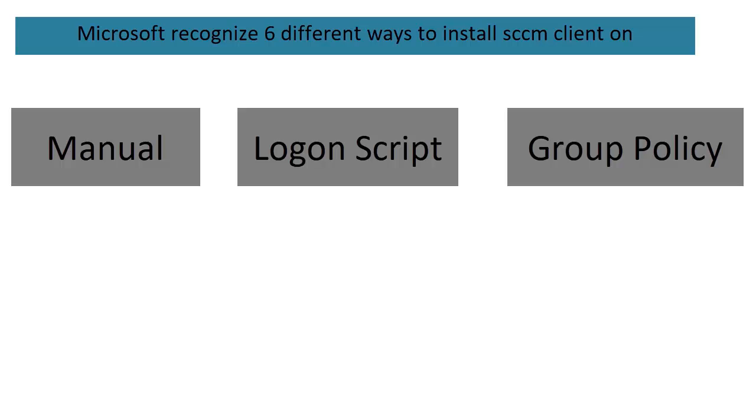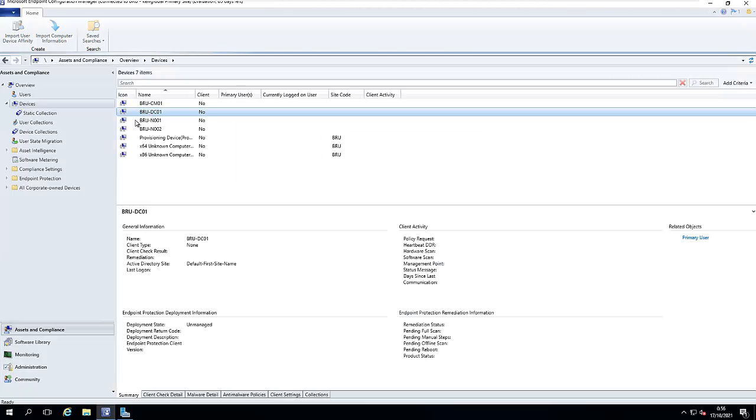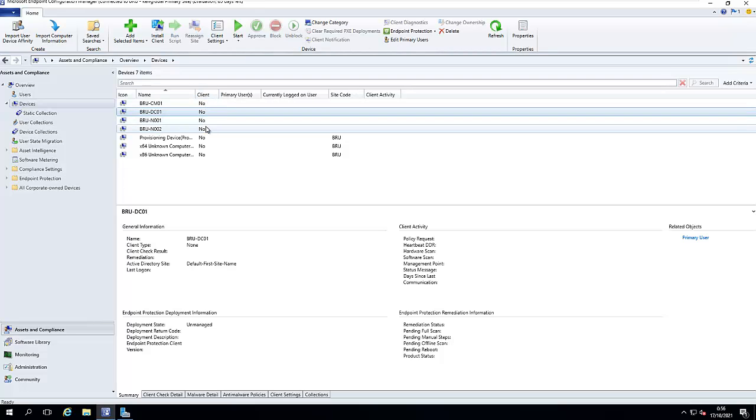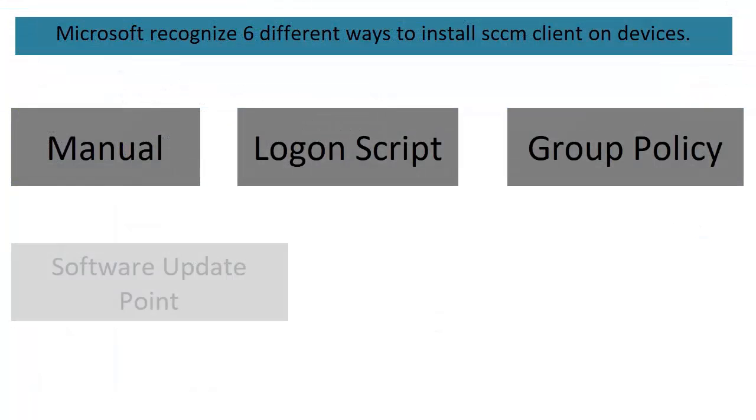For example, you can see that I have some devices here where the client says no, because we've not installed any SCCM client on those devices. So I can install the SCCM client on those devices using group policy without the devices being detected by Config Manager. And once Config Manager detects that device, automatically all the policies from our Config Manager will be deployed to that device.